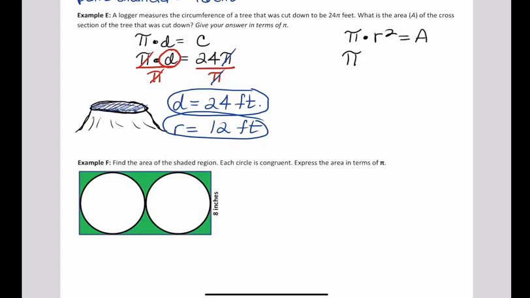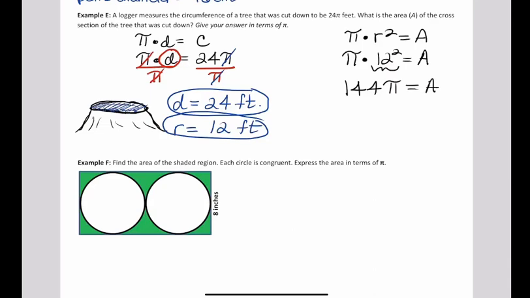Don't mess with it. Don't change it to 3.14. Don't press your pi button. Just pi is going to be pi. And then we're going to multiply that by 12 squared, because the radius we've determined to be 12 feet. So 12 squared is 12 times 12, which is 144. So I'm going to write 144 pi equals the area.